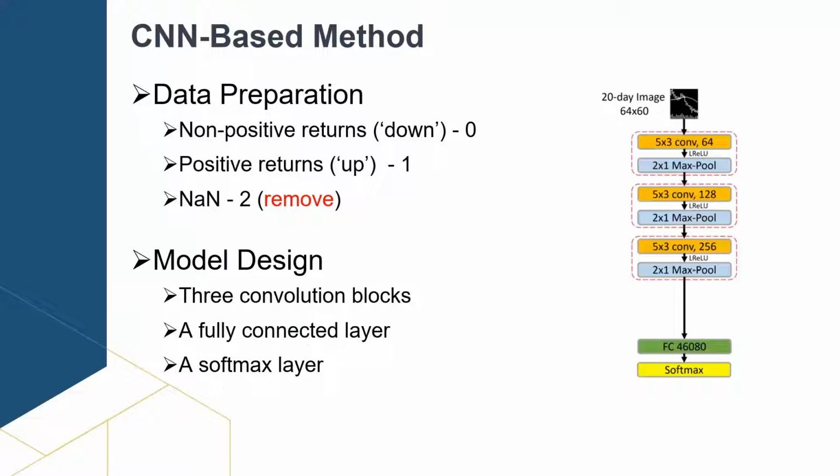Thanks to my partner. Now I'm going to talk about the CNN-based method. In the data preparation, values 0 to 2 are marked as the long, positive returns, and not a number respectively. But our task is a 2-class classification. So we removed samples whose returns are not a number or the label marks are 2. Then, in the architecture design, we referred to the details in the paper and designed a CNN-based model with 3 convolution blocks. Each block has different numbers of 5×3 convolutional filters, leaky ReLU activation function, and 2×1 max pooling layer, and with a fully connected layer and softmax layer.